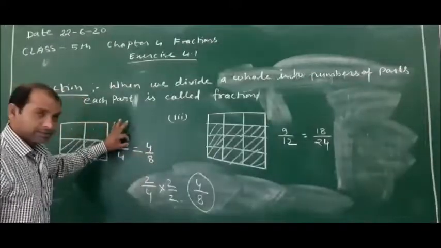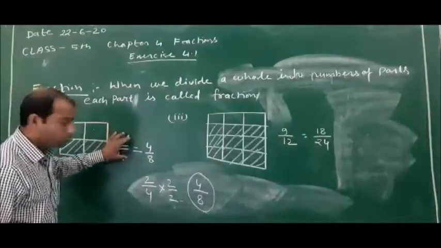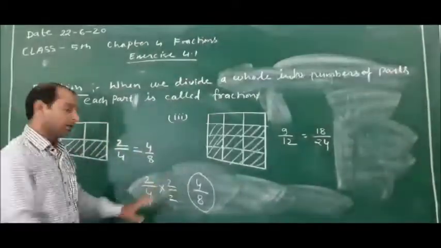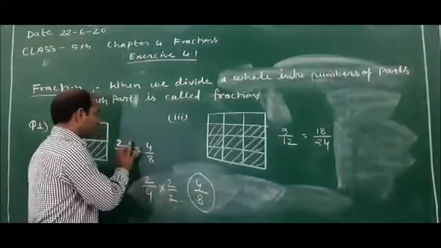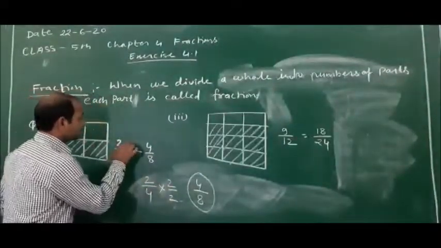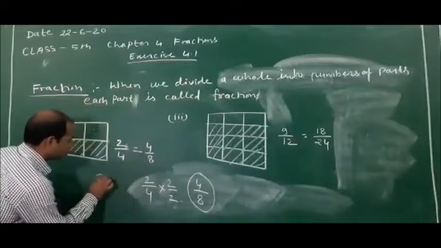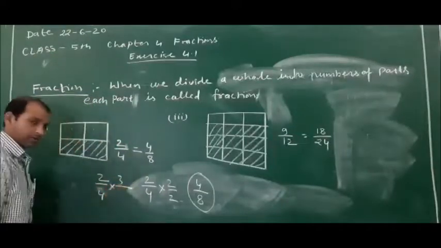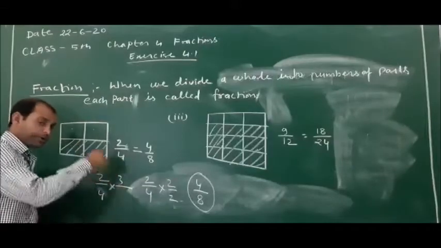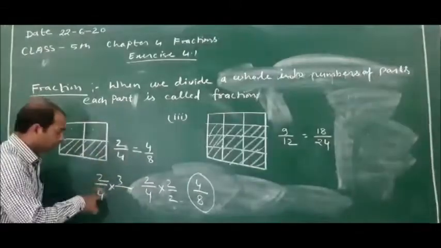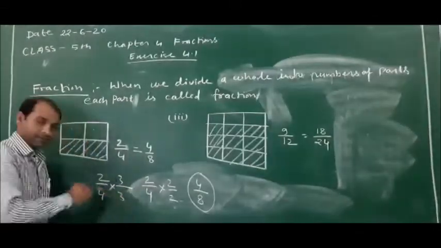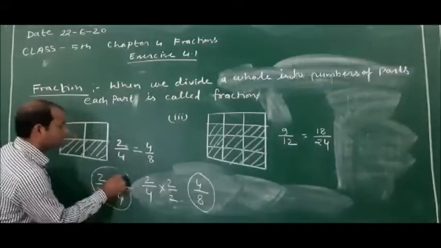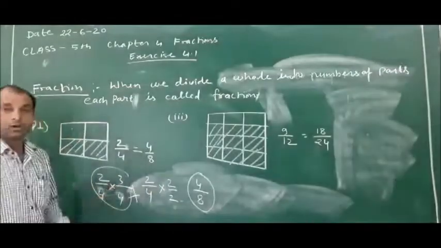Means numerator and denominator में दोनों में same number का multiply करेंगे, 2 and 2. If we multiply 2 upon 4 by 3, यदि हमने न्यूमरेटर में 3 का मल्टीप्लाई किया तो 4 में भी हम 3 का मल्टीप्लाई करेंगे. If we multiply by 4, then this is your wrong, ये हमारा रॉन्ग हो जाएगा.